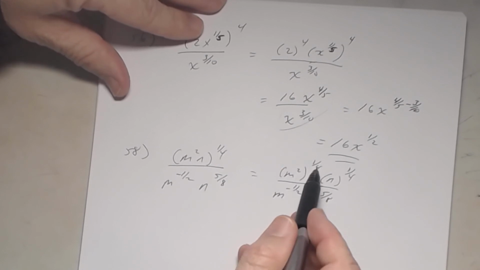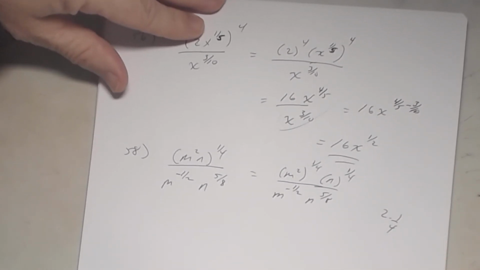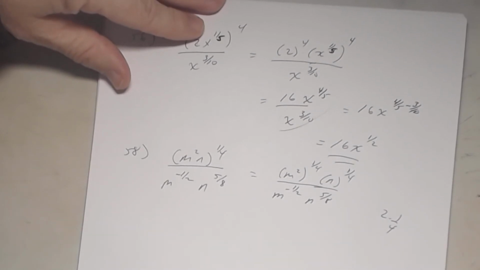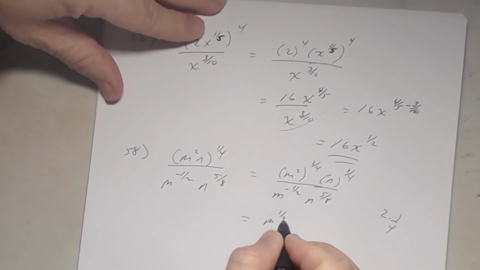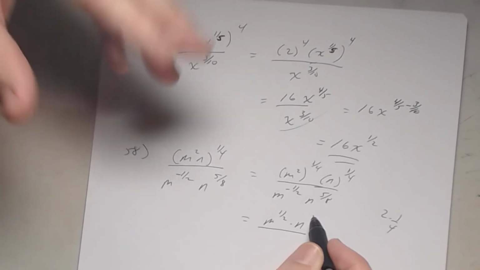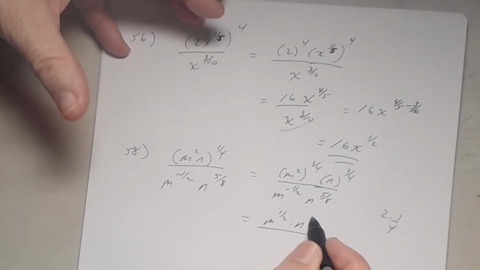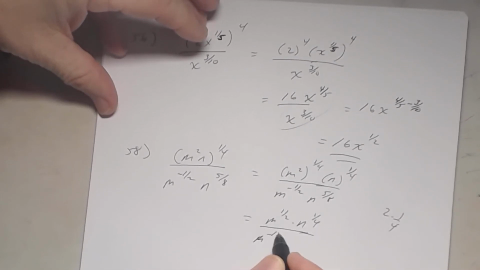So what's m squared to the 1/4? Remember you're saying 2 times a fourth. That's 2/4, which is 1/2, right? So you'd all agree that's m to the 1/2. N to what power? It's just the power. n to 1 is n to the 1/4. Divided by m to the negative 1/2 times n to the 5/8.